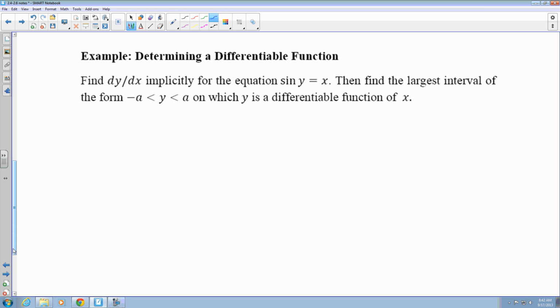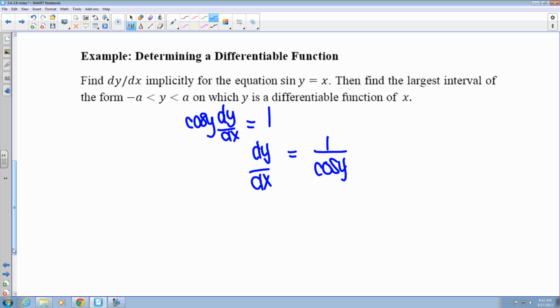Find dy dx implicitly for the equation sine of y equals x, then find the largest interval where negative a is less than y is less than a, on which y is differentiable. So check the derivative first. Cosine y dy dx equals 1. Dy dx equals 1 over cosine. So we're trying to find an interval where 1 over cosine is differentiable.